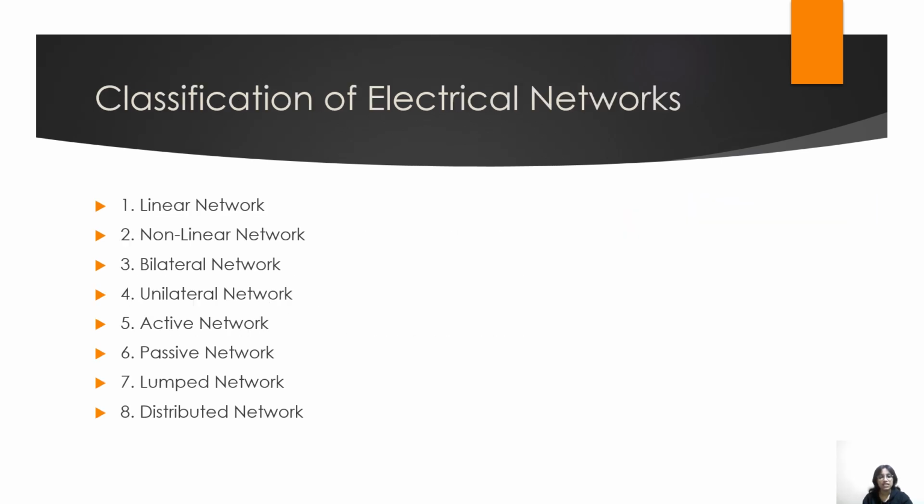Now let us see the classification of electrical networks. Electrical networks are classified into 8 different networks, namely linear network, non-linear network, bilateral network, unilateral network, active network, passive network, lump network and distributed network. Now let us see a brief explanation of all these networks.